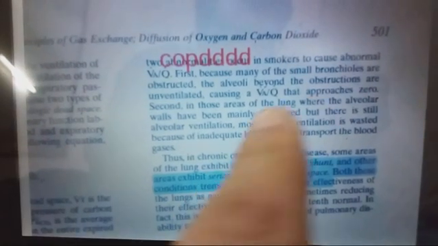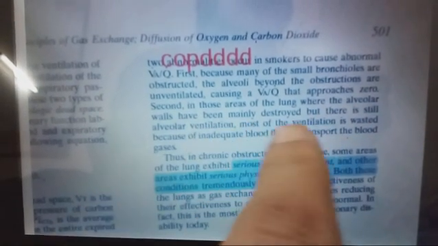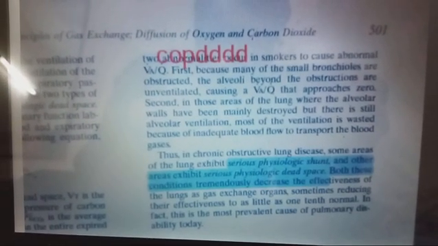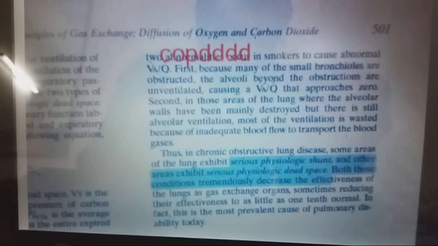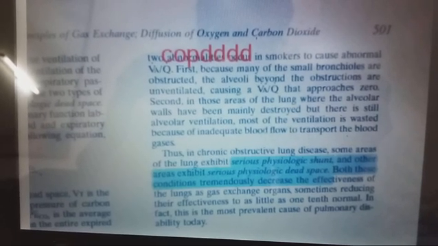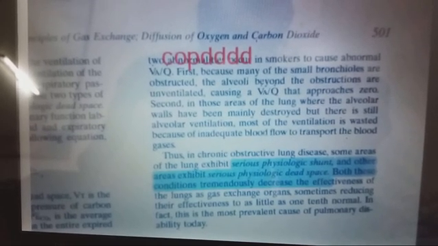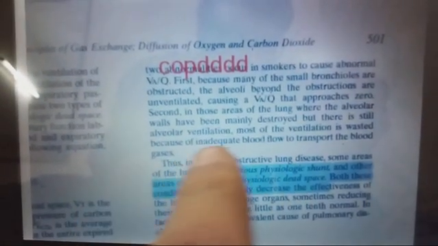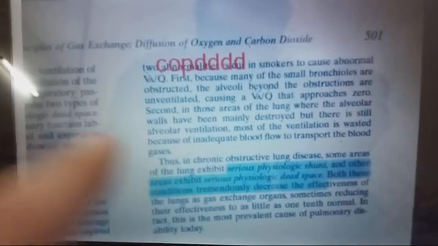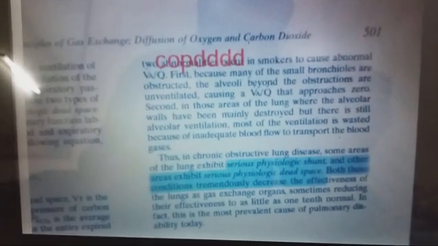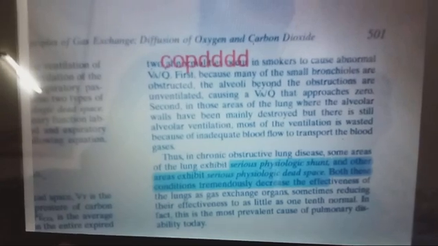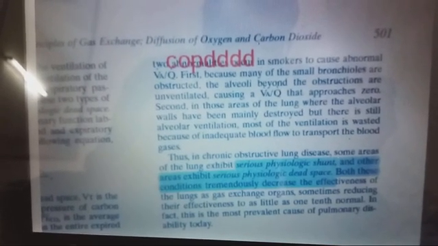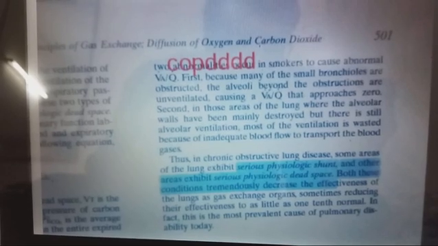Second, in those areas of the lung where the alveolar walls have been mainly destroyed, they are talking about emphysema. The main pathology in emphysema is the membrane destruction, the alveolar membrane, where the gaseous exchange takes place. So there is still ventilation, but there is no gaseous exchange. The blood flow to that part is there, and there is also maximum amount of air coming to that area, but it is not taking part in gaseous exchange. So the dead space increases.